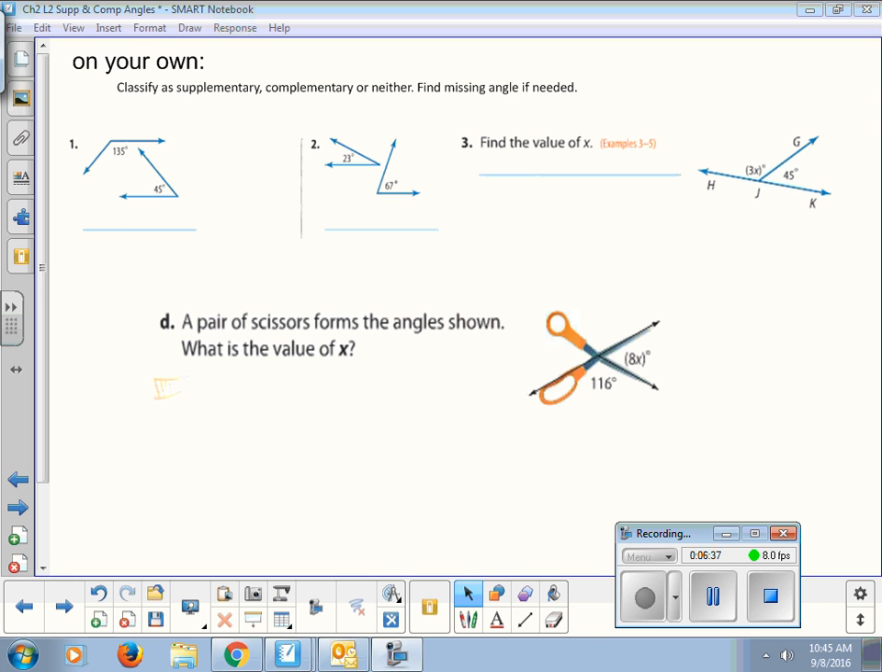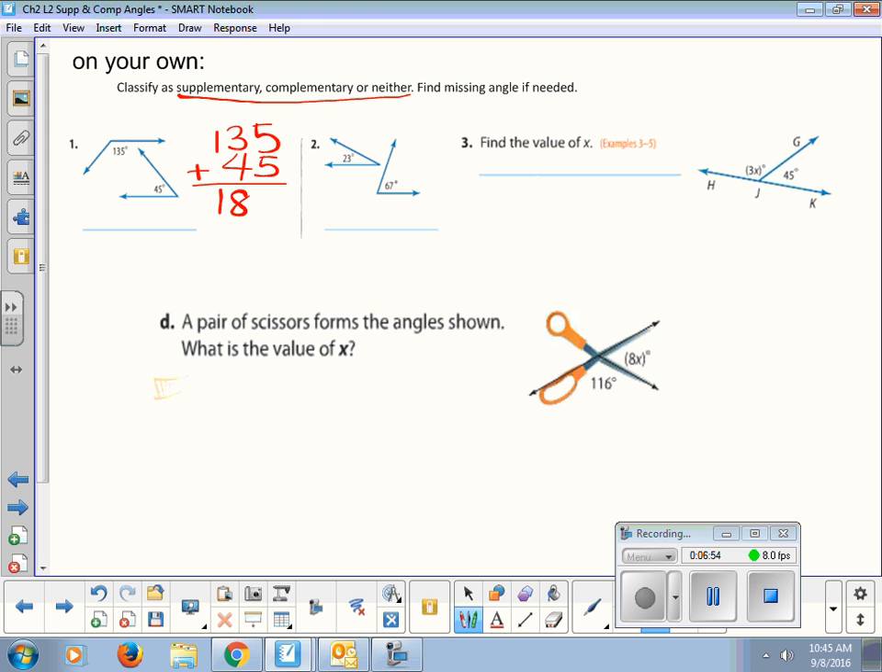Okay, I want to go over some of the on your own questions with you. The first two, we're just classifying them as supplementary, complementary, or neither. For number 1, if you add 135 and 45 together, what do you get? 180. And angles that add up to 180 are what type of angles? Supplementary angles. For number 2, we have an angle that's 23 degrees and an angle that's 67 degrees. When you add those together, what did you get? 90. And what type of angles are those? Complementary.